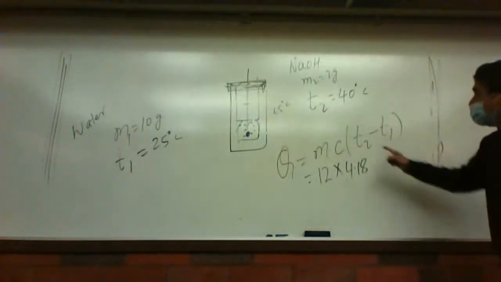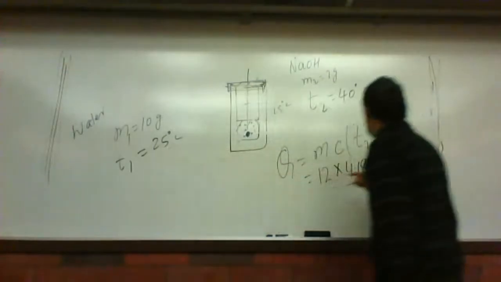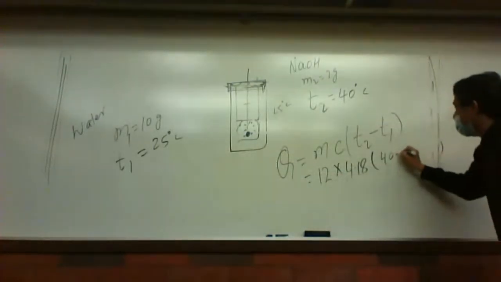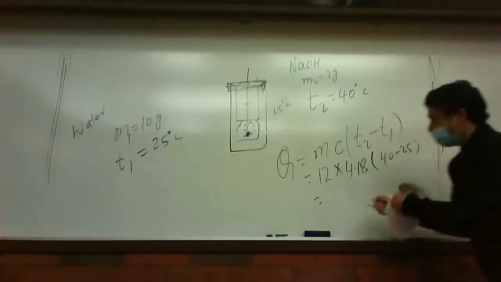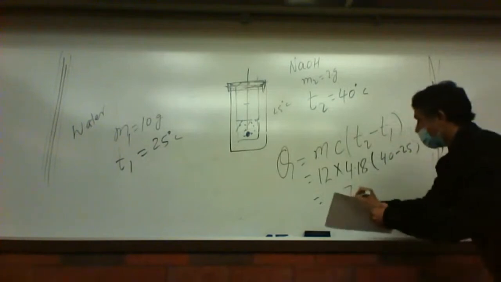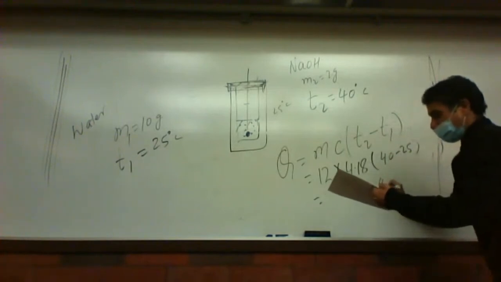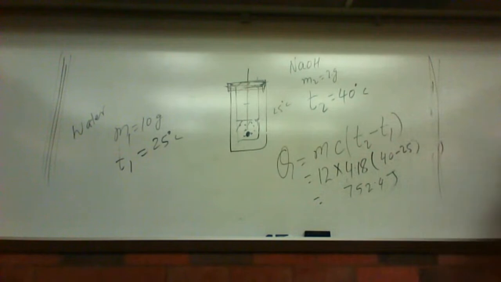And what is the temperature difference? 40 minus 25. So calculate this number and you will get 752.4 joule. How simple it is, right? Did you do it in lab? Very simple, but very effective. You will do this experiment in, I think, our Chem 106, the 8th laboratory, so you will do this, yeah?